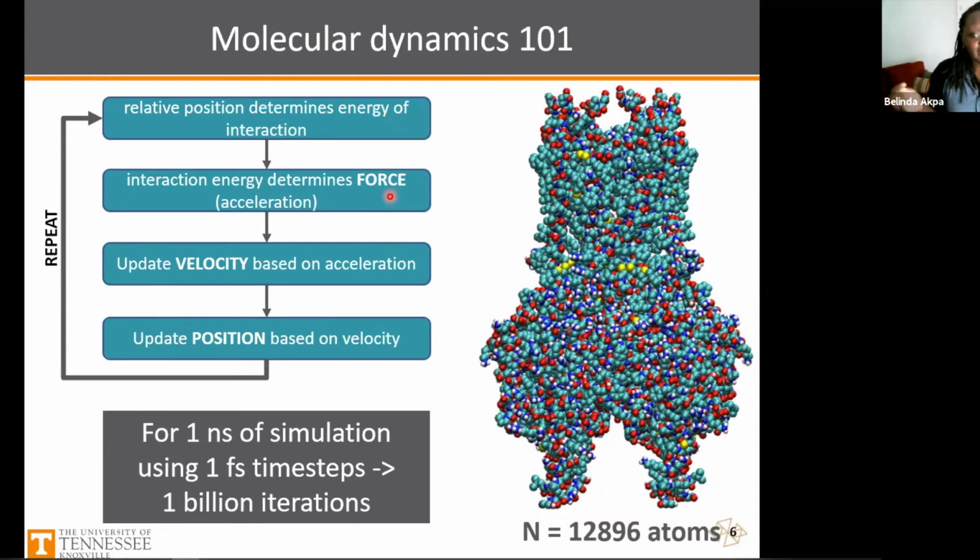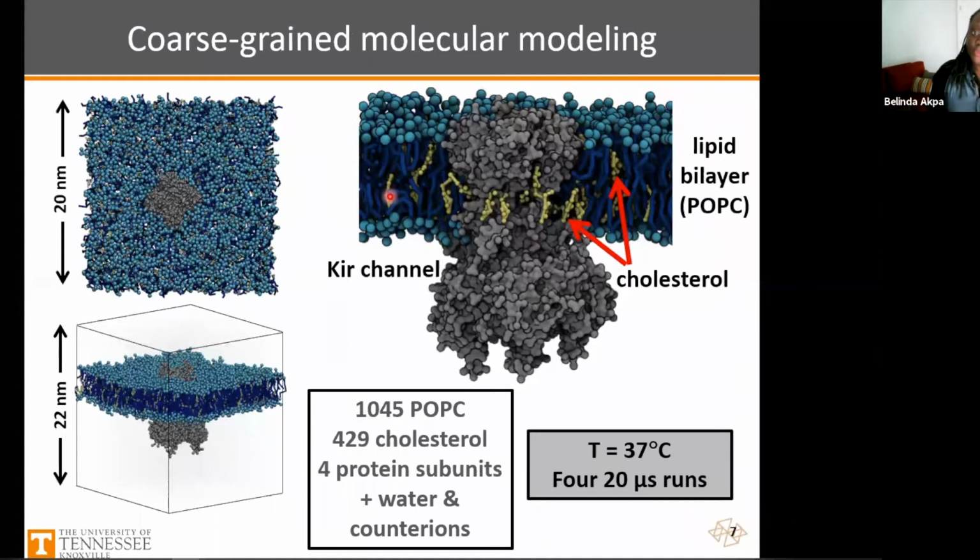One nanosecond is not approaching the time scale at which an ion channel actually opens and closes. So we're not actually going to be able to use this type of simulation, which is an atomistic simulation, to access the timescales of opening and closing. But we can do a little bit better, on the order of, say, hundreds of nanoseconds to a microsecond or more, if we adopt a different approach called coarse-grained molecular modeling.